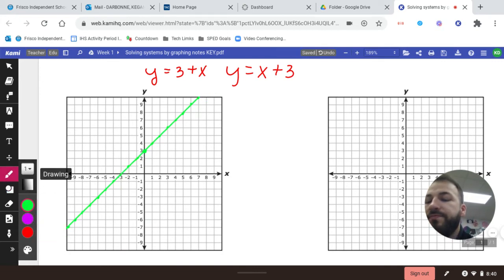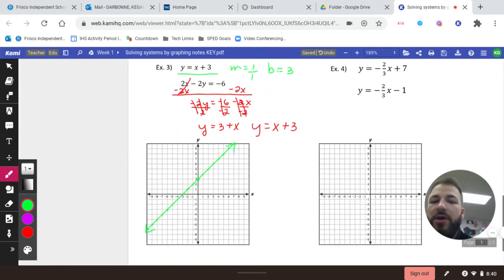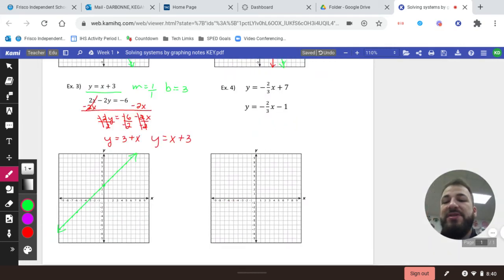Add in your line. And then we are good. That's our first line, y is equal to x plus 3.